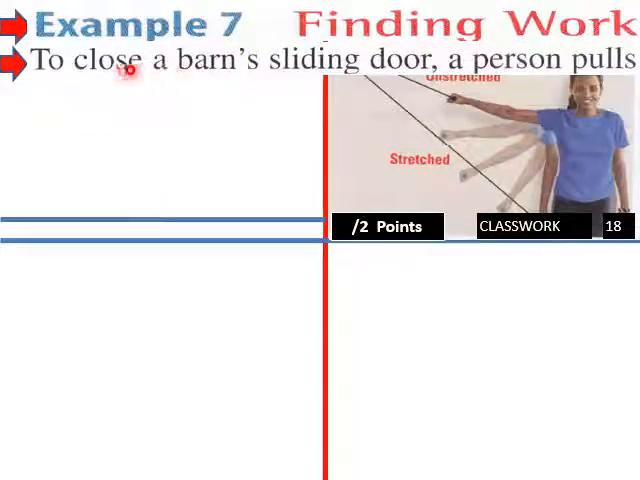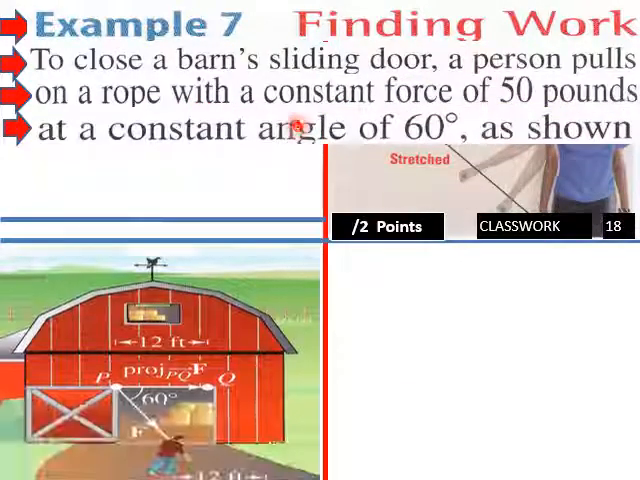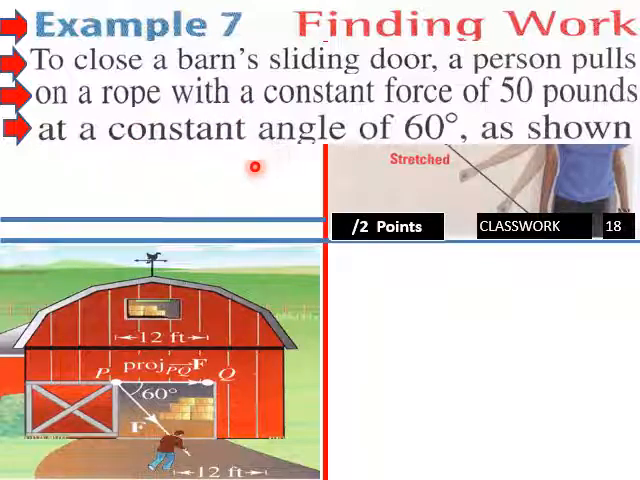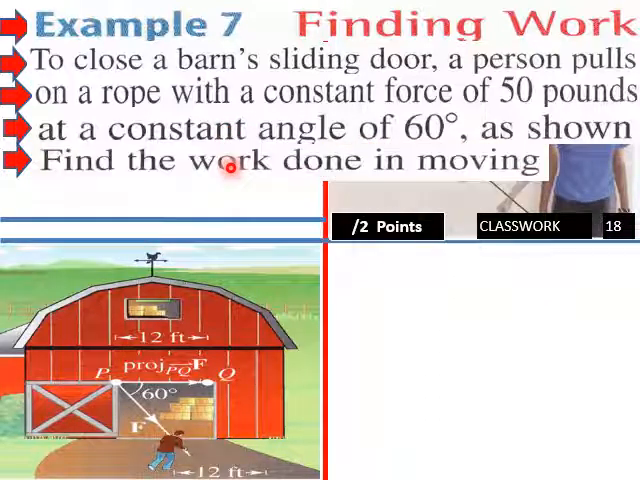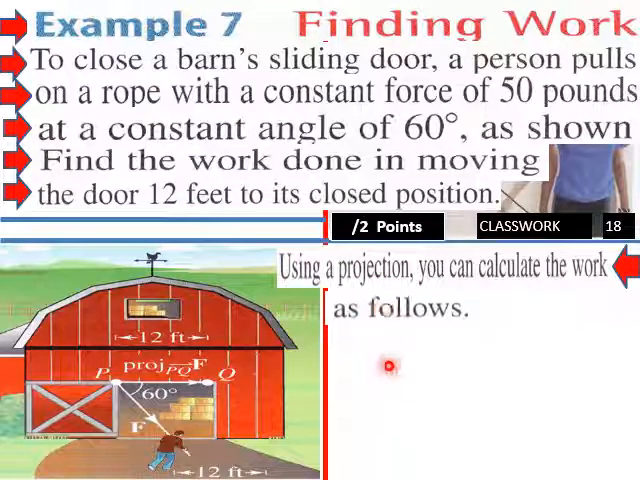So, finding work. To close a barn sliding door, a person pulls on a rope with a constant force of 50 pounds at a constant angle of 60 degrees. Here's our rope, here's our angle of 60 degrees, and this pulls our barn door shut. Find the work done in moving the door 12 feet to its closed position.